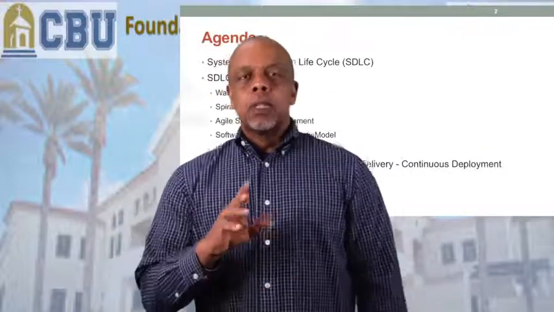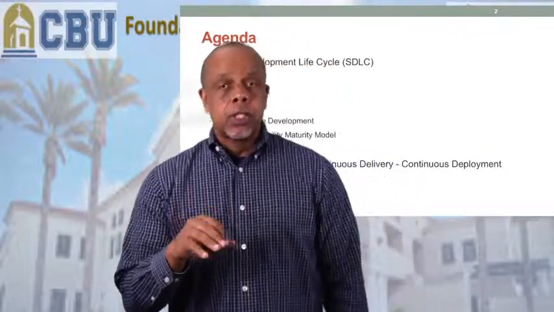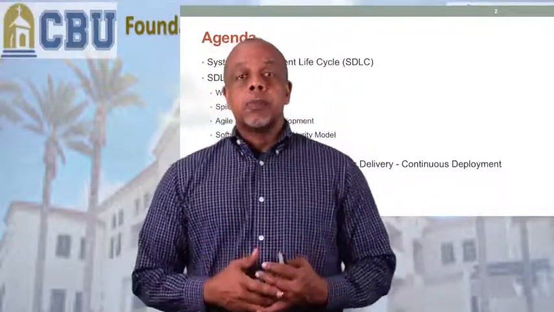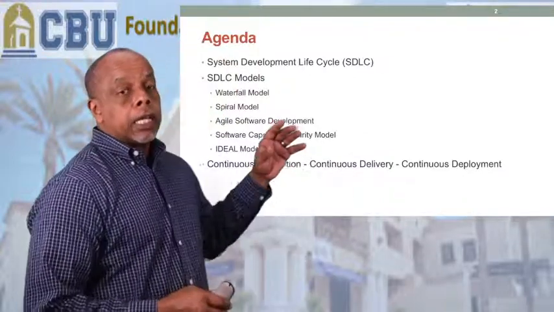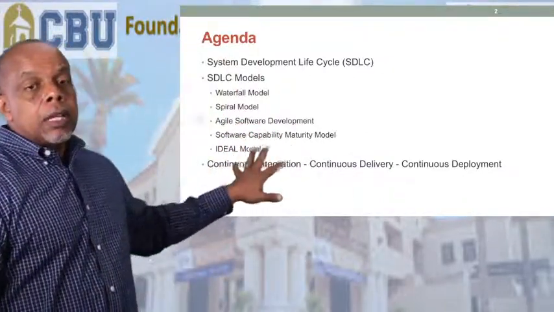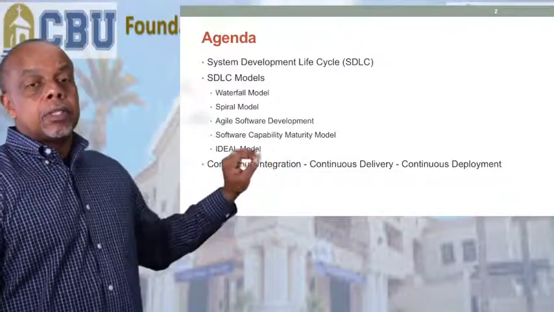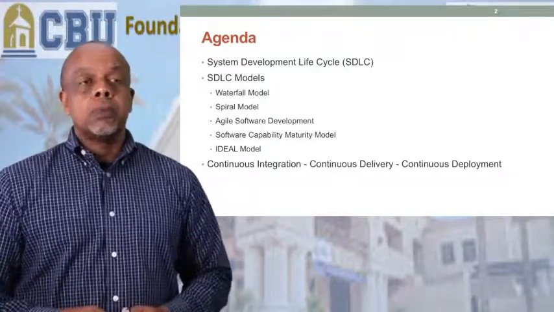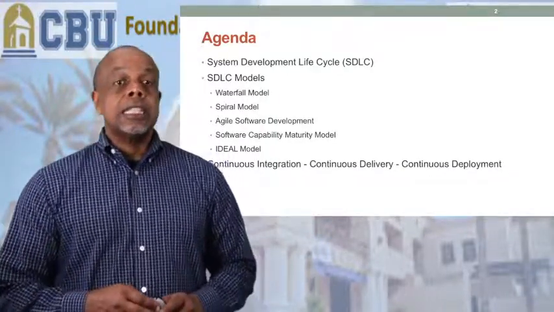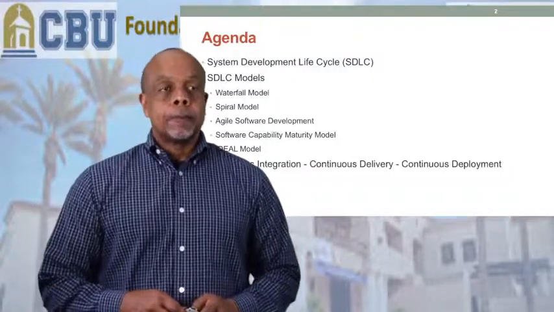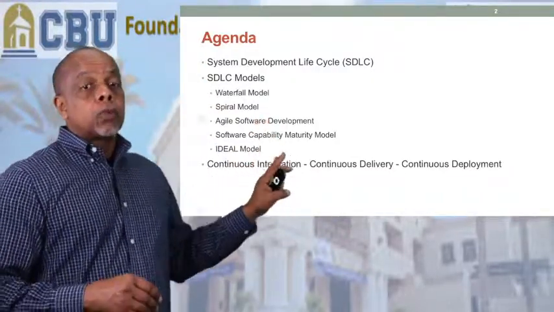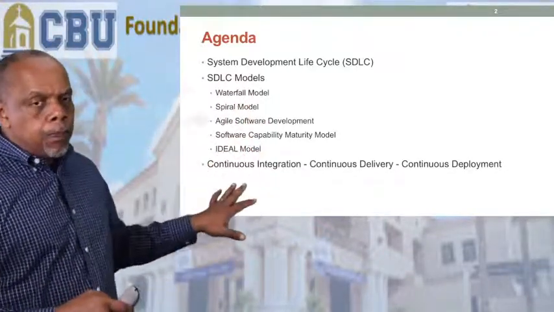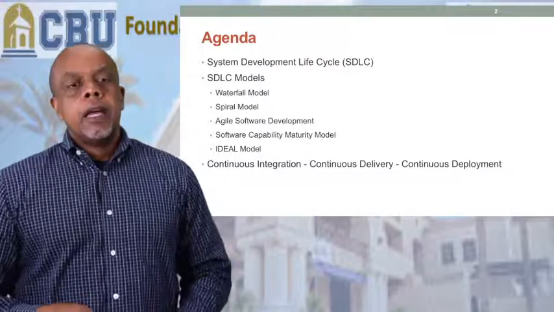So what we're going to talk about in this lecture is the software development lifecycle, SDLC. And then we're going to look at some software models: the waterfall model, spiral model, the agile, and the software capability maturity model, IDEAL. We're also going to look at CI and CD, what we call continuous integration and continuous delivery, as well as continuous deployment. Now, I know some of these models were covered in the PowerPoint presentation that was provided, so that's why I wanted to open up a couple of different models as well.